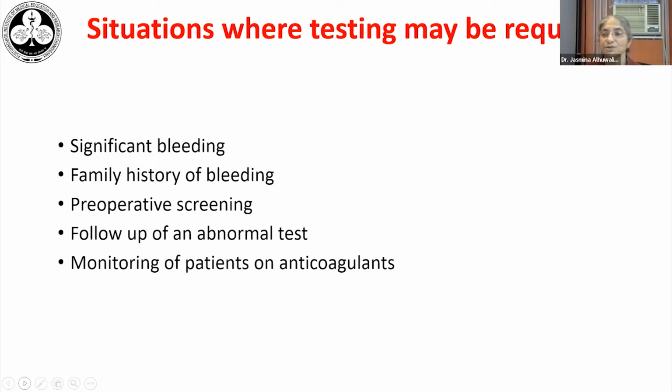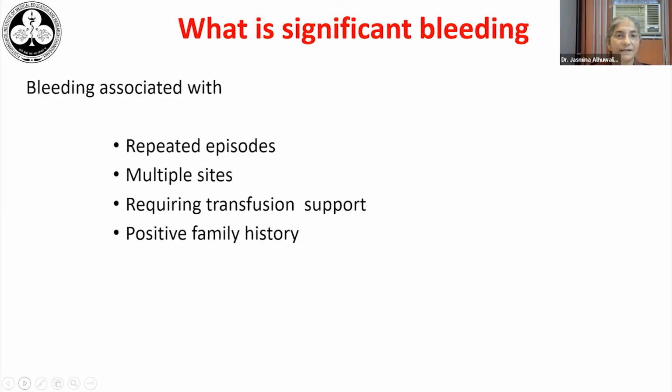So these are the situations where testing will be really required: in patients who have significant bleeding, in patients who have a family history of bleeding, in a case of a preoperative screen before a surgical procedure or a small biopsy. Even then, if a person has been found to have an abnormal test, as a follow-up of that, there may be sequential testing required, and for monitoring patients on anticoagulants.